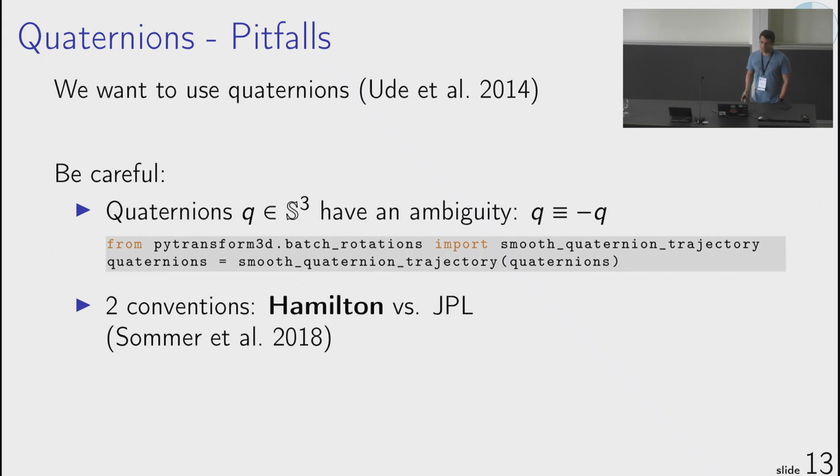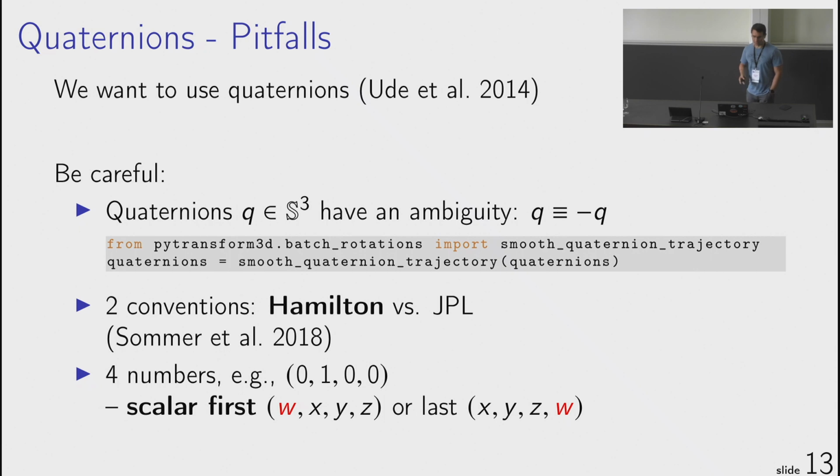There are more pitfalls here. I just wanted to quickly highlight them because it's really complicated sometimes and really confusing. There are actually 2 different conventions for quaternion multiplication, the Hamilton convention and the JPL convention, and you should always use the Hamilton convention. There's a paper about that if you want to know more about it.